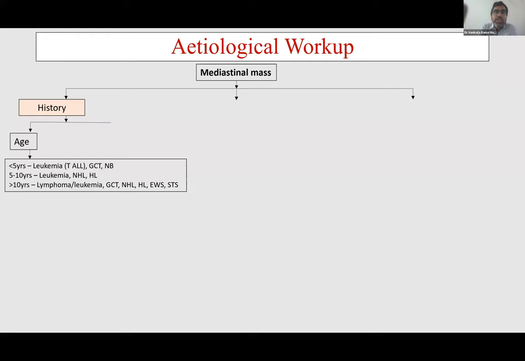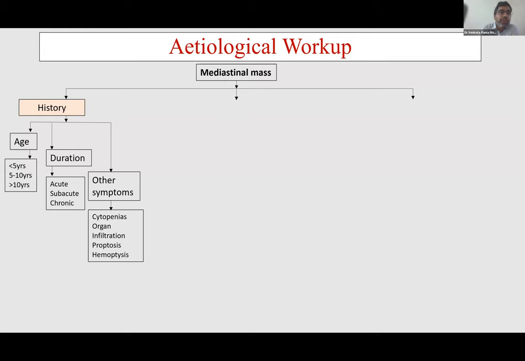Moving on to the older age, you see more and more hematolymphoid malignancies like leukemias, non-Hodgkin's, and even Hodgkin's lymphoma at a later age. And again, in the older age group where you see adolescents, you can see mediastinal germ cell tumors, and you can also see Ewing sarcomas and soft tissue sarcomas.